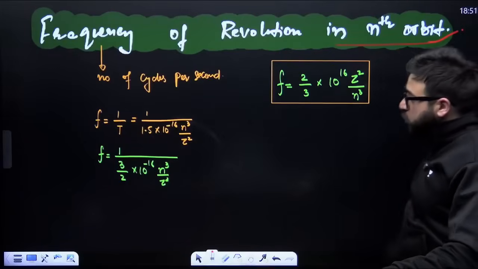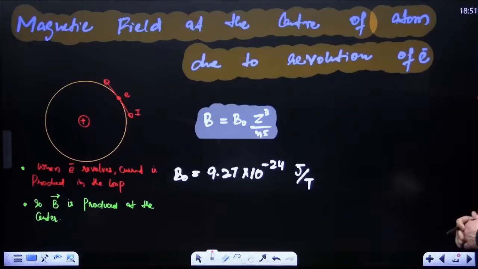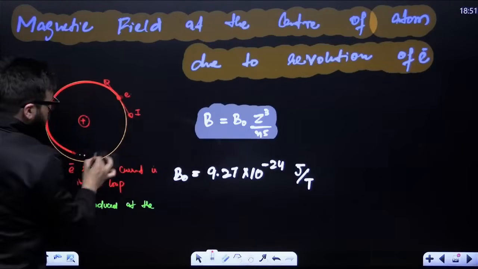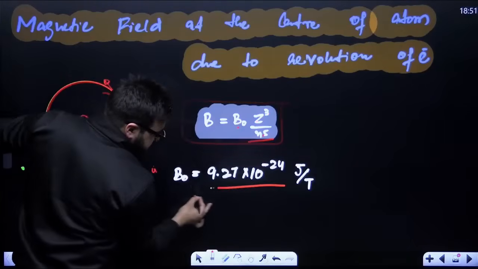Frequency of an electron in the nth orbit is 2 by 3 times 10 raised to the power 16, Z square by n cube. Now the magnetic field: when an electron revolves around the nucleus, it produces a magnetic field at the center. How much magnetic field at the center? B naught Z cube by n raised to the power 5. This is the value of B naught.